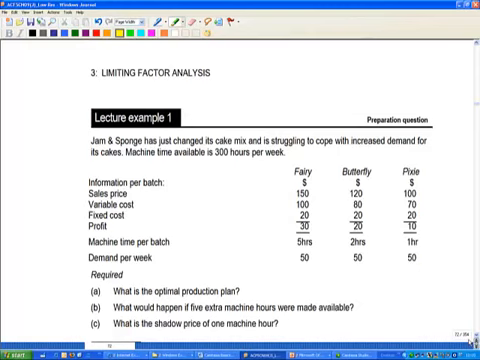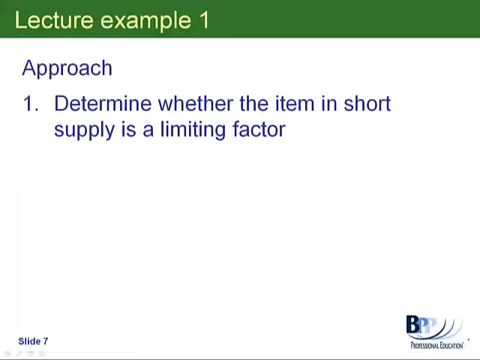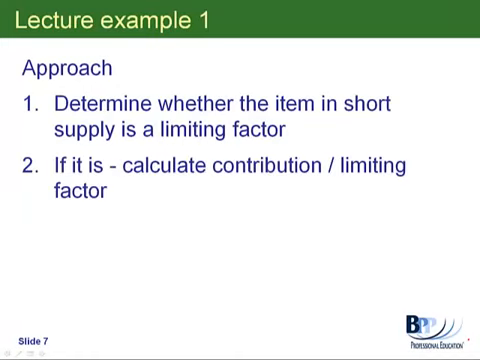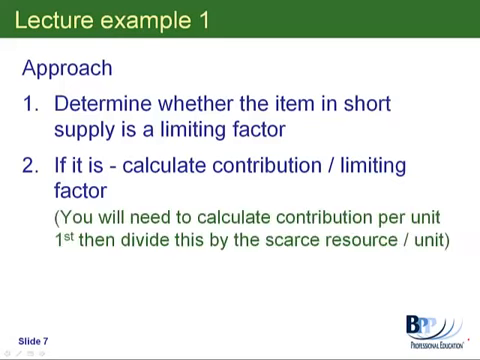So let's remind ourselves of the approach that we would take for part A. Firstly, we need to determine whether or not machine time is indeed a limiting factor. If it is, we want to calculate the contribution per limiting factor. Now the way that we do that is we calculate contribution per unit first for each of our types of products. So in this case, the fairy, butterfly and pixie cakes. And then we need to divide that by our machine hours per unit. So per unit of fairy, butterfly or pixie cake.